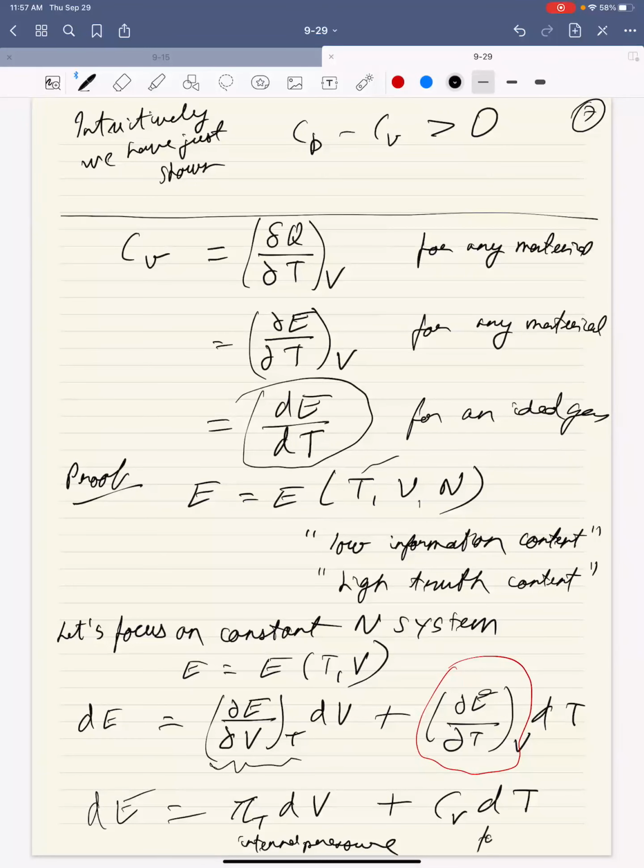So this is true for any material. dE is equal to pi T dV plus CV dT. If we could calculate pi T, then that's suddenly very, very powerful, right? Because we have a way of calculating dE for that material. Turns out heat capacity is quite easy to measure. On complicated systems, people have been measuring heat capacities.